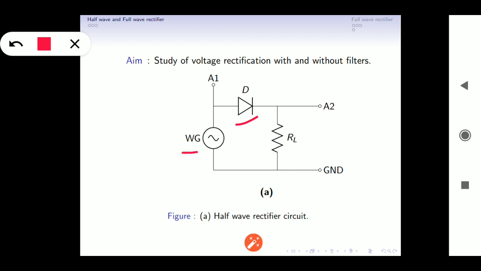WG is a wave generator. Here we have chosen it as a sine wave. A1, A2 are the terminals to measure the input voltage as well as the output voltage. A2 measures the output voltage across load resistance RL with respect to ground. And this is a circuit without filter. With a filter also, this behavior can be studied. Filters can be of any type, but here in this lab we choose only a capacitor filter, which is connected across load resistance RL, exactly like this.